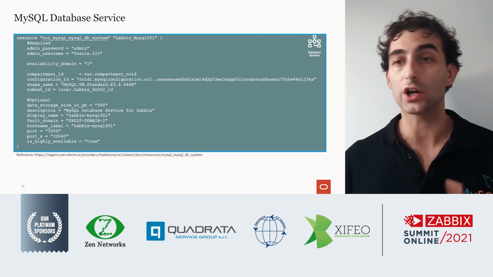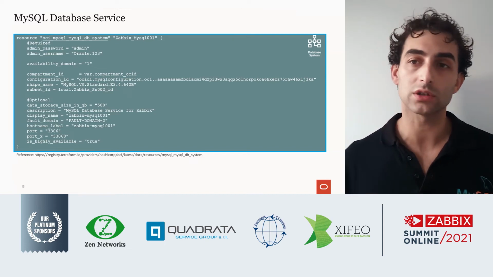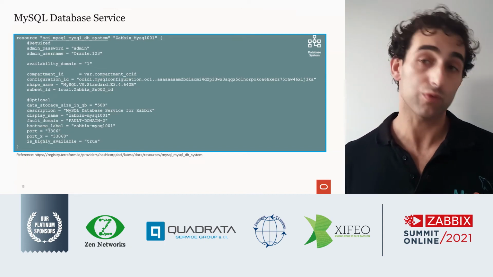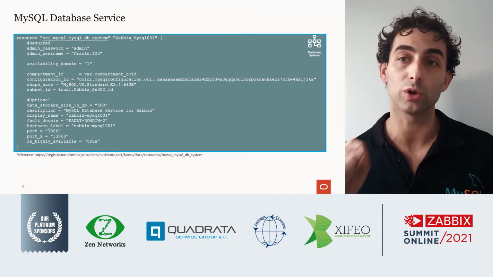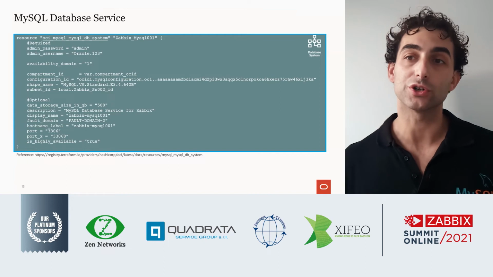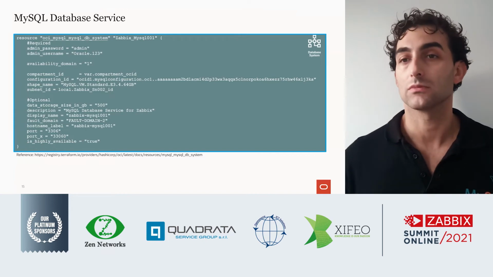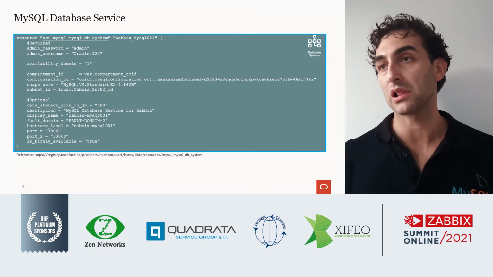Then we need to declare if we want high availability or not. So high availability, if we want it, we will set the parameter is highly available to true. We will declare the ports. Very easy, natural, declarative.